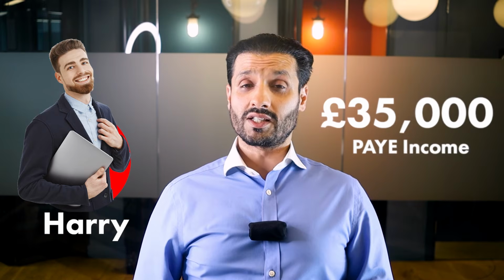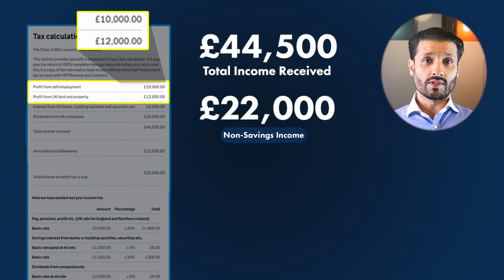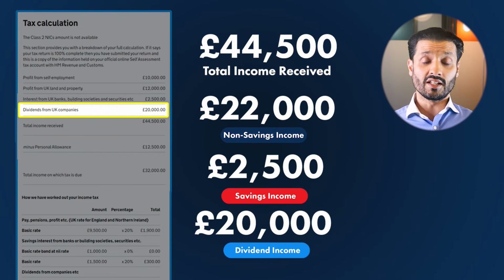Now, to illustrate clearly how multiple streams of income can impact your tax bill, let's suppose Harry's PAYE income of £35,000 did not exist. Now, the total income received is £44,500, of which £22,000 is non-savings income, £2,500 savings income, and finally £20,000 is dividend income. Let's apply these numbers again and work out the tax on each section.